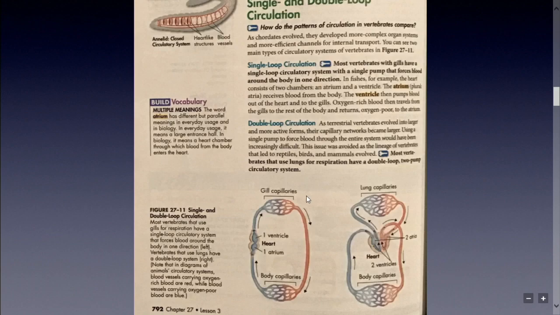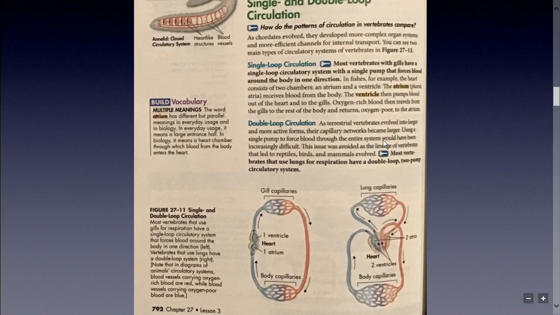The way this one works, and your book just says it's because of evolution, but the way this one works is that as God evolved his creativity, I should say, and decided to make more organisms that are more advanced than others, then what he did was he created a double loop circulatory system, which is super efficient. This is so awesome.